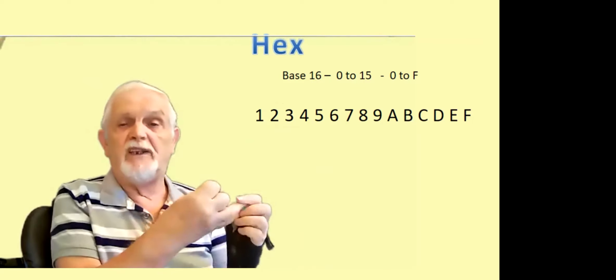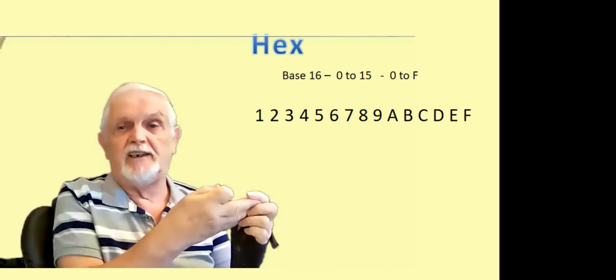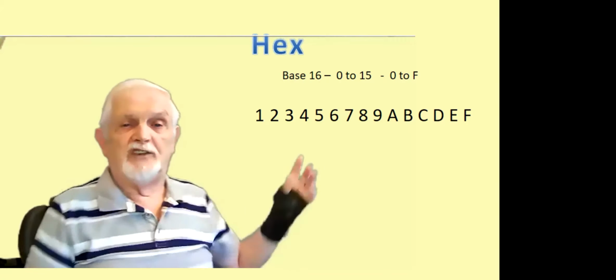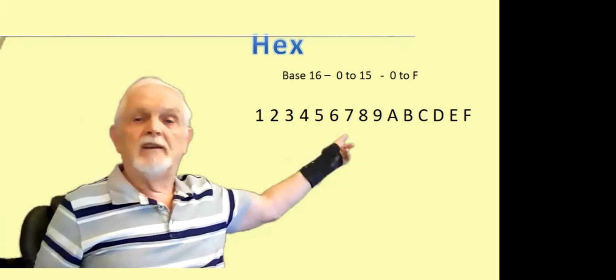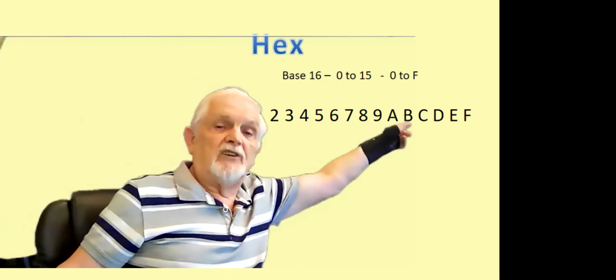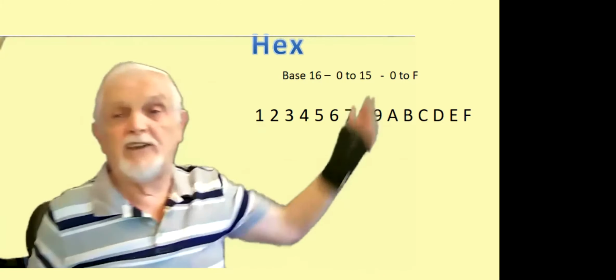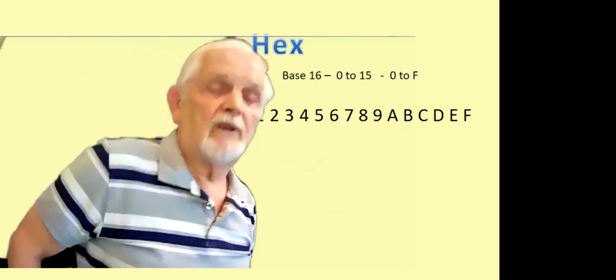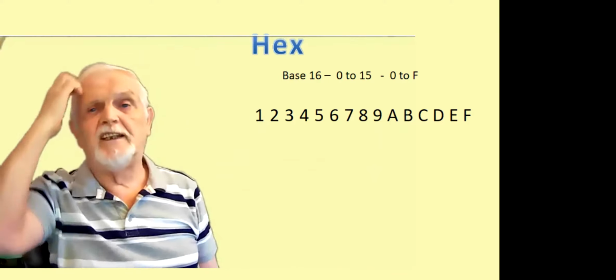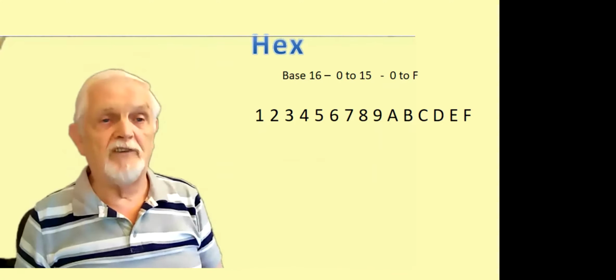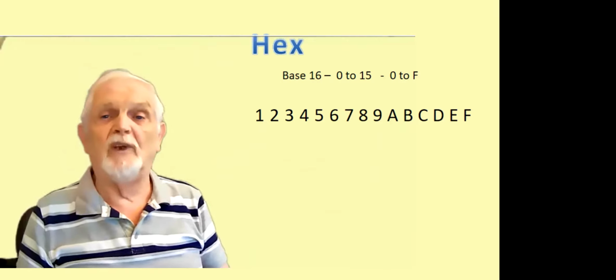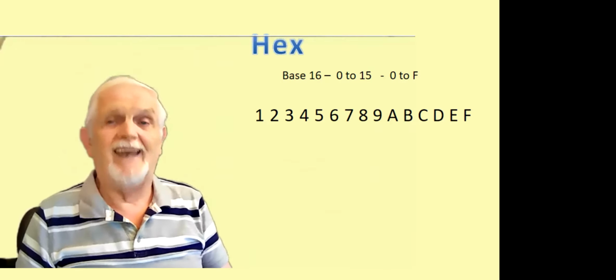And the 11 will be B. And 12 will be C, and so on. As you can see in this whole row here, 9, 10, 11, 12, 13, 14, and at the very end you get 15. So if you see the letter F somewhere, it means 15. If you see the letter B somewhere, it's talking about 11 in hex.